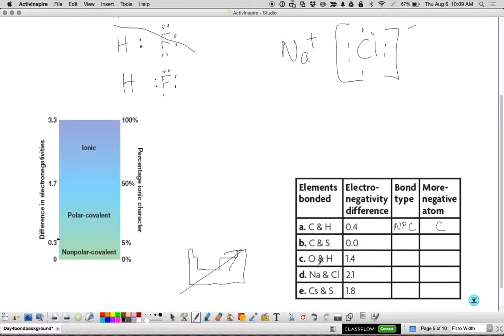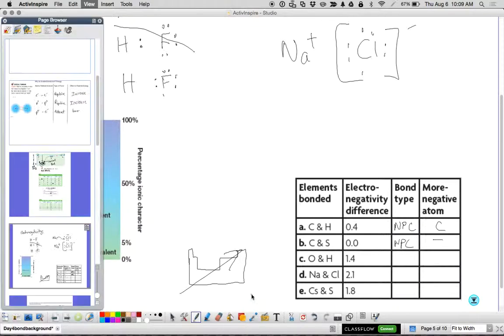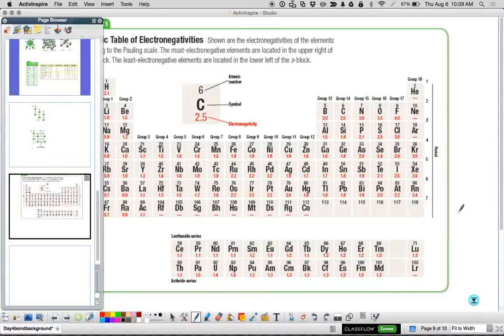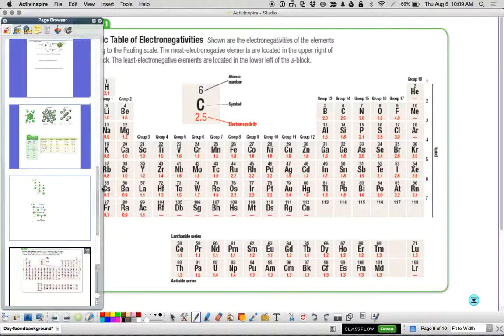So what about something like carbon and sulfur? Well, as it turns out, the difference in electronegativity is 0, which means that this is a nonpolar covalent bond, and there's no more electronegative atom. And in your textbook, there's a table that has all the electronegativities, so you can compare all these things, all right? Here, I'll bring this up.